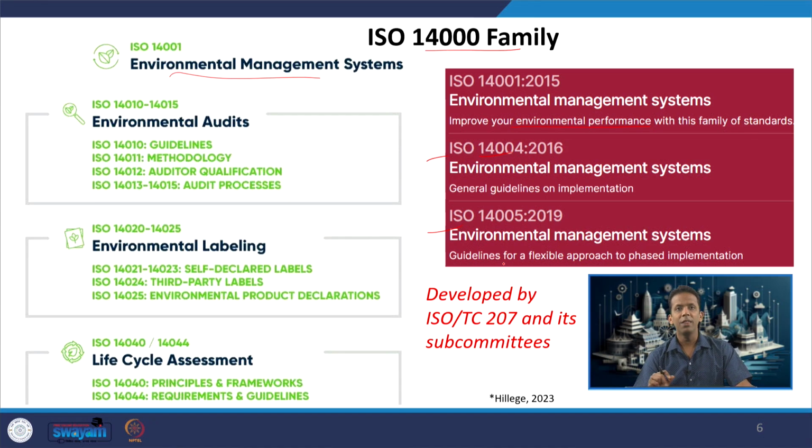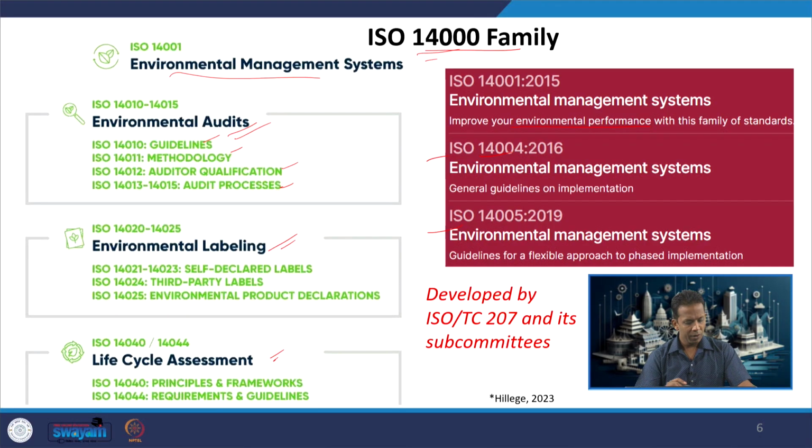So, other than these three standards which are related directly to EMS, there is a whole series in 14000 which is related to different aspects of the environment. It may be environmental audits, environmental labeling or life cycle assessment. For environmental audits, there is a different standard for guidelines, a different standard for methodology, and a different standard for how to qualify as an auditor and how to conduct those audit processes, so they have three standards: 13, 14, 15.